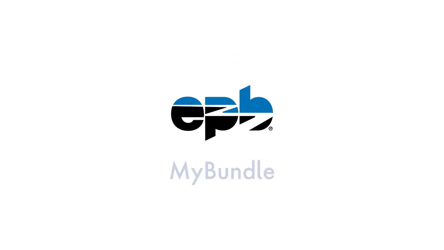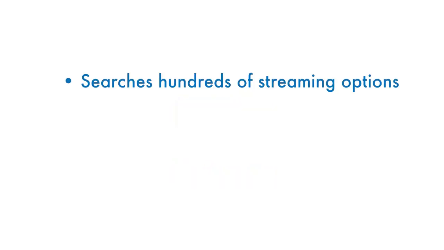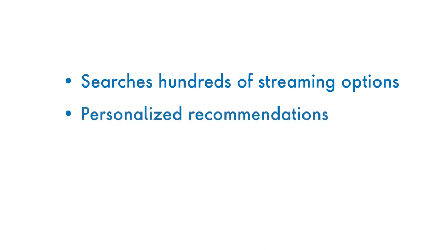That's why EPB created the MyBundle app, a web-based service that makes it easy to take control of your TV content and find the best value, whether that includes EPB Fi TV, streaming services, or a combination of both. EPB MyBundle automatically searches hundreds of streaming options to give you personalized recommendations with price comparisons so you can find your best fit for TV. Let's take a closer look.